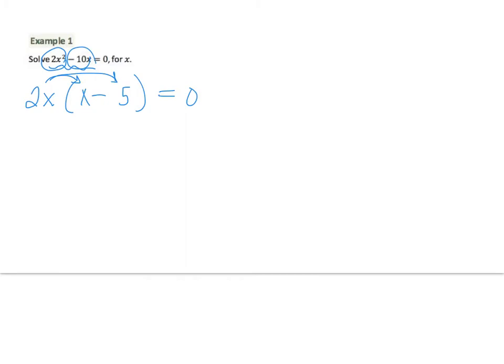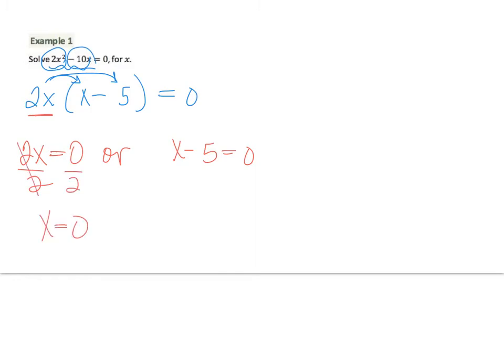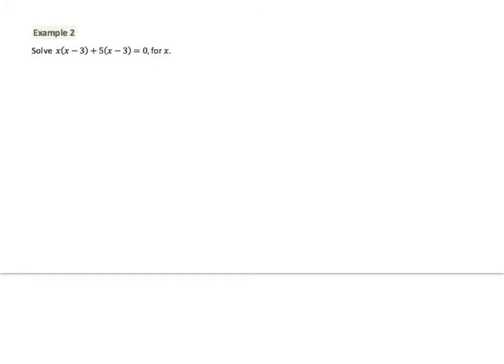Now, I grab each piece and part, and I set them equal to 0. So 2x would be equal to 0, or x minus 5 equals 0. Divide both sides by 2, I get x equals 0. Add 5 to both sides, I get x equals 5. So my solution set is 0, 5. Okay, same here.